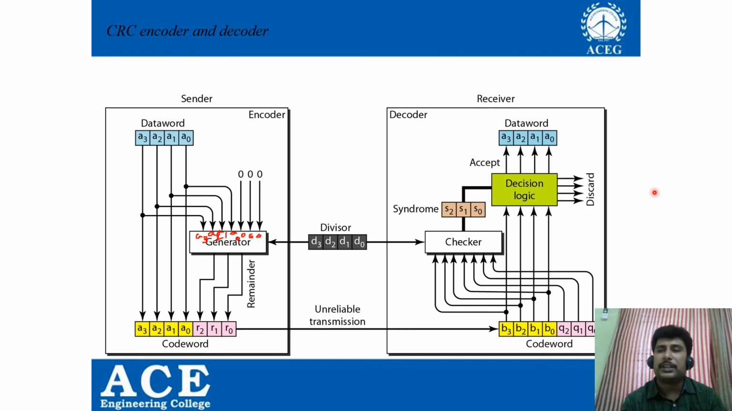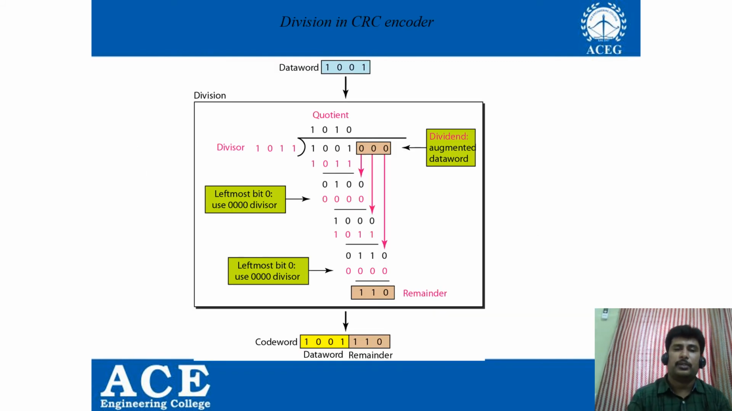Let us see a simple example to understand this cyclic redundancy check implementation. The data word considered is 1001. So this is a 4-bit data word. The number of redundant bits will be 3 and the total length of the code word will be 4 plus 3, which is 7. The divisor in this example is 1011.